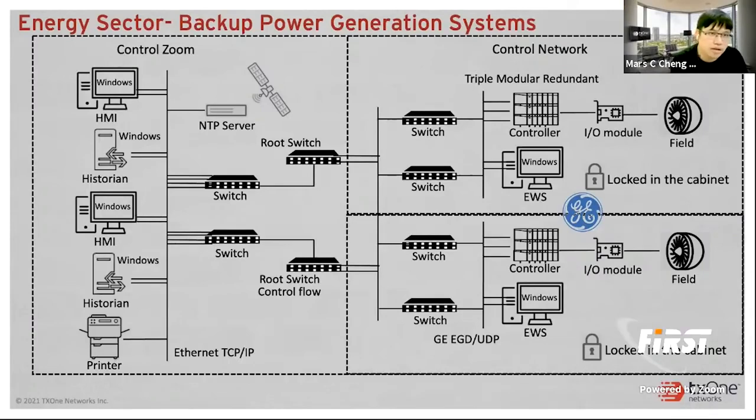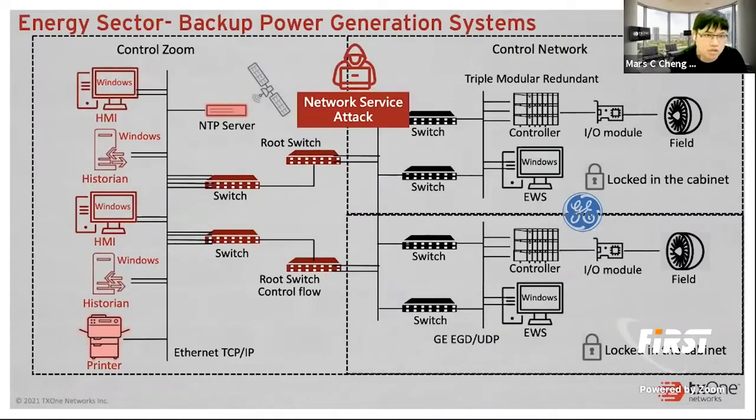Also in these backup systems there are some vulnerabilities and attack vectors, such as network service attacks on the PI server or the switch, the historian, the printer, and the HMI. If an attacker can successfully compromise devices like the historian and the HMI, they have the opportunity to take over and control the control network services and control network devices. There is a very high chance of controlling this.